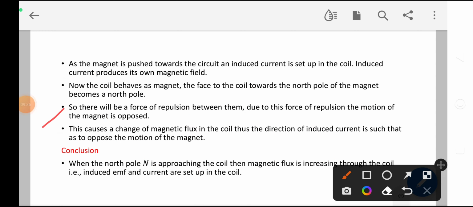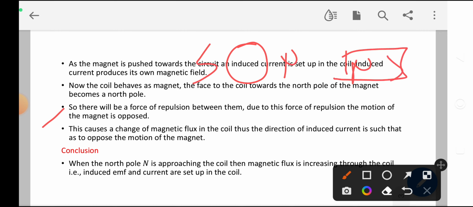Okay, so there will be a force of repulsion between them. Yes, right. So if this is the north pole of the coil and this the south pole of the coil, and this is a bar magnet having north and south, these two repel each other, right? Repulsion force between them. Due to this repulsion, motion of the magnet is opposed. Opposing property of a body is simply Lenz law. So then this magnet cannot come this side easily.